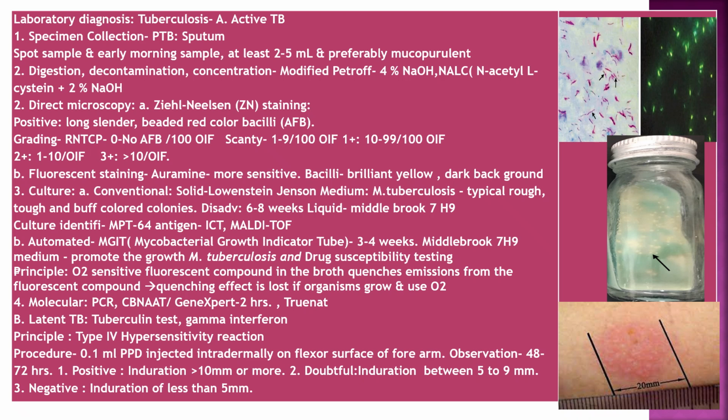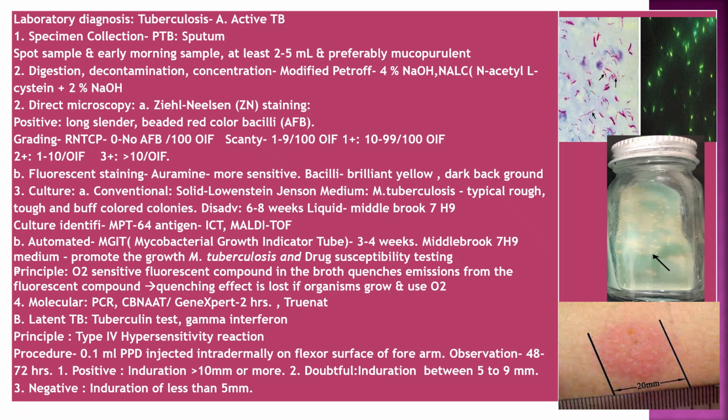Then direct microscopy by Ziehl-Neelsen staining. Long, slender, beaded, red color bacilli, that is acid-fast bacilli. Grading according to the RNTCP, Revised National Tuberculosis Control Program. 0: no AFB per 100 oil immersion fields. Scanty: 1 to 9 per 100 oil immersion fields. 1 plus: 10 to 99 per 100 oil immersion fields. 2 plus: 1 to 10 per oil immersion field, and 3 plus: more than 10 per oil immersion field.